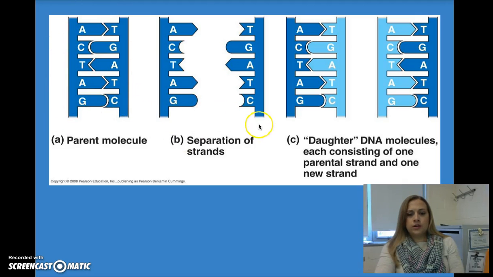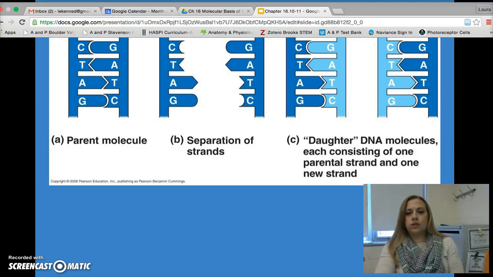You have the strands separate, and now you have your daughter DNA molecules. And so because we had a guanine here, an enzyme brought in a cytosine here. Because we had an adenine here, an enzyme brought in a thymine here. And again, you can see that it is semi-conservative. So the dark blue strands are conserved. These are the original strands, and then you are going to build new strands to complement that.